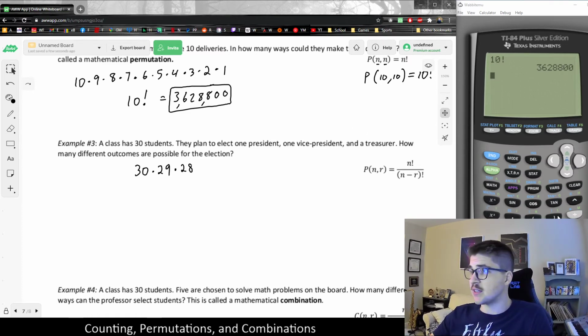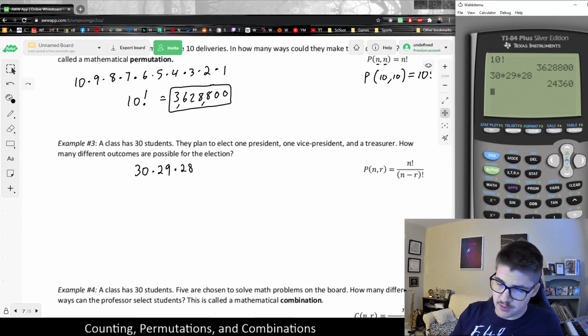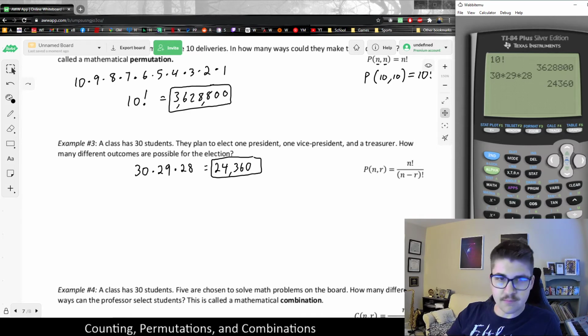Again, just by using, I say common sense approach, but it's by the fundamental counting principle. So basically, we'd have 30 times 29 times 28. Which would leave us with 24,360 different electorates.